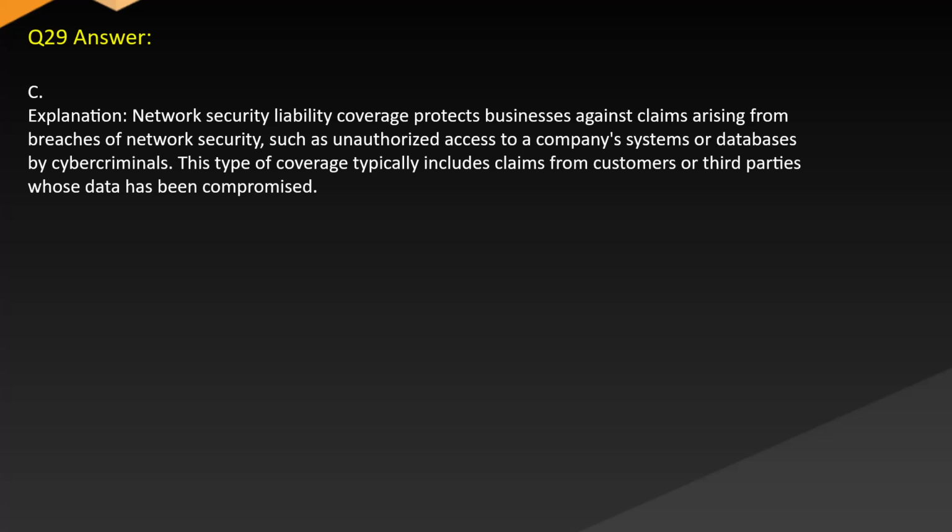Answer C. Explanation. Network security liability coverage protects businesses against claims arising from breaches of network security, such as unauthorized access to a company's systems or databases by cybercriminals. This type of coverage typically includes claims from customers or third parties whose data has been compromised.